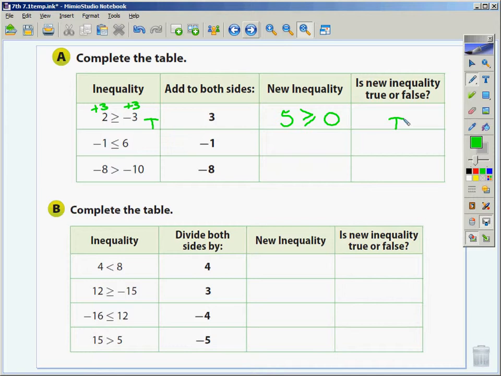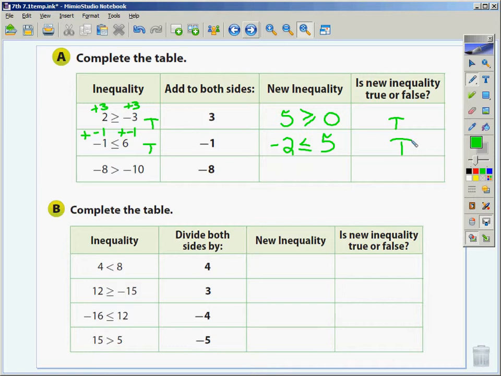If I add a negative 1 to both sides, what's a negative 1 plus a negative 1? Negative 2. They both have the same sign, so I'd add them. And 6 plus a negative 1? 5. Again, it started out with a true statement. Negative 1 is certainly less than or equal to 6. Is negative 2 less than or equal to 5? It's less than, so it is less than or equal to. This is also true.